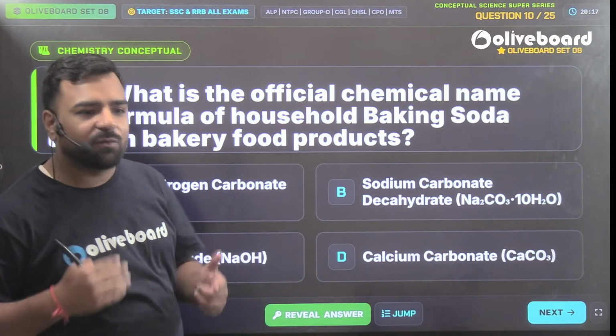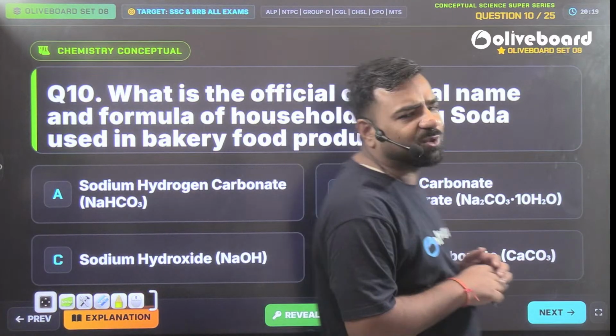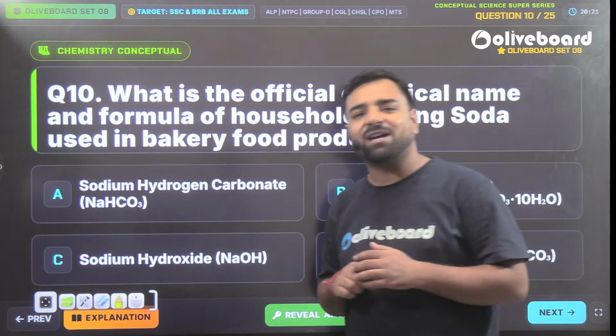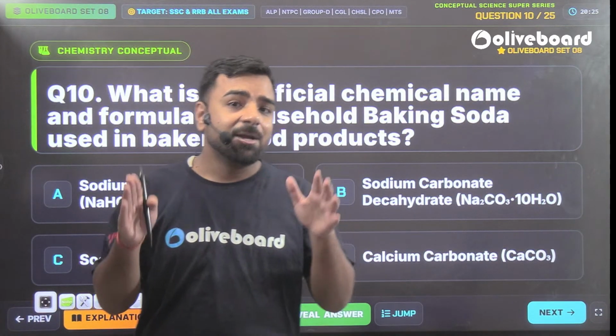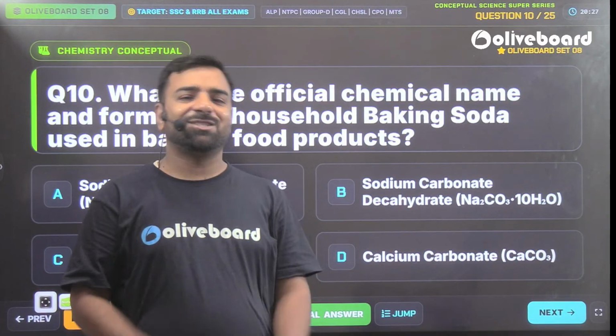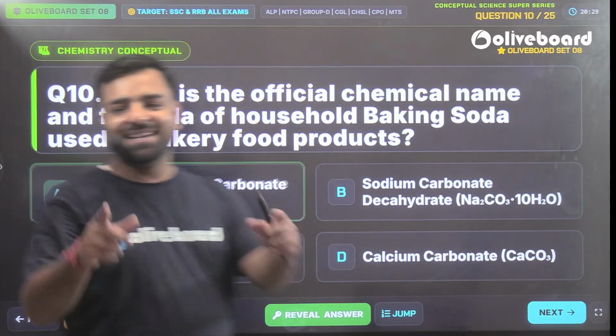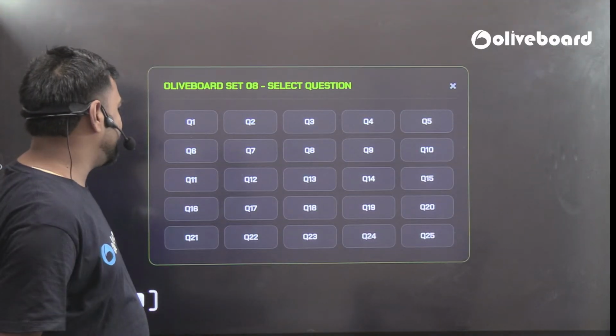So it's sodium bicarbonate. But if I talk about washing soda, we are not going to wash any clothes with the bakery item, right? So there would be no bi there. For the washing soda, it's just simple sodium carbonate. But for the baking soda, it's sodium bicarbonate. So here, sodium bicarbonate was the answer.